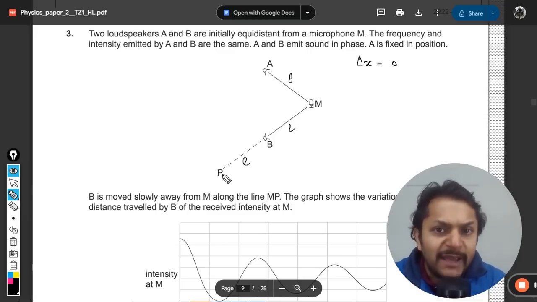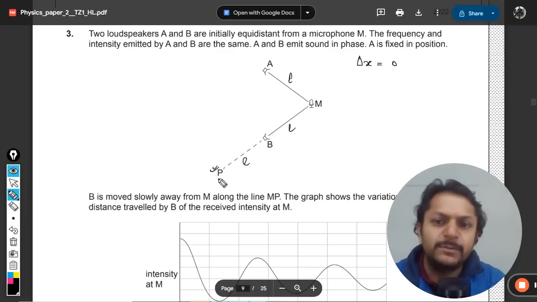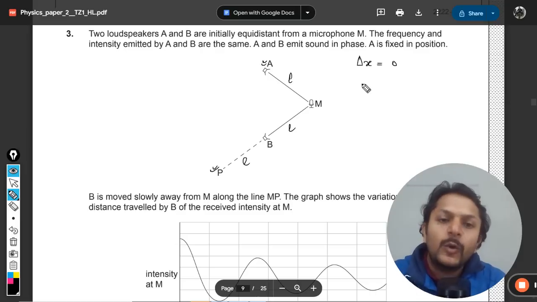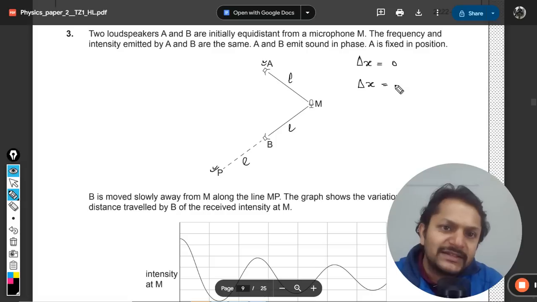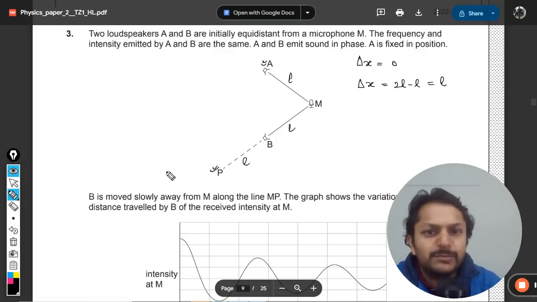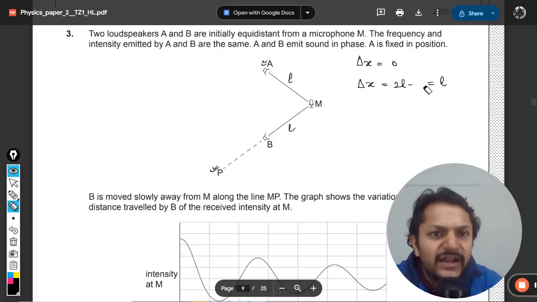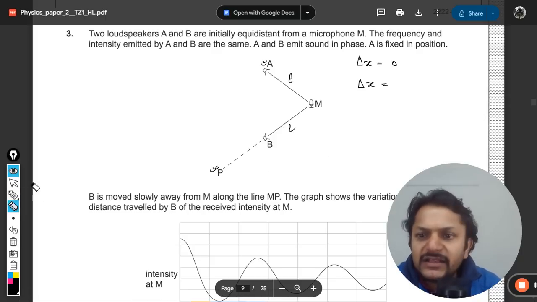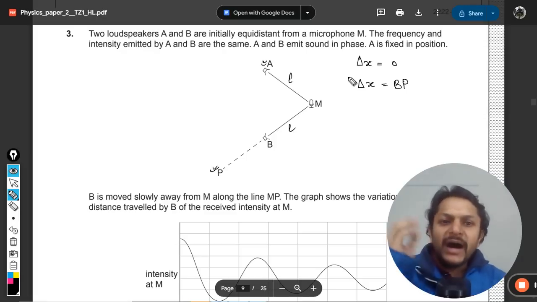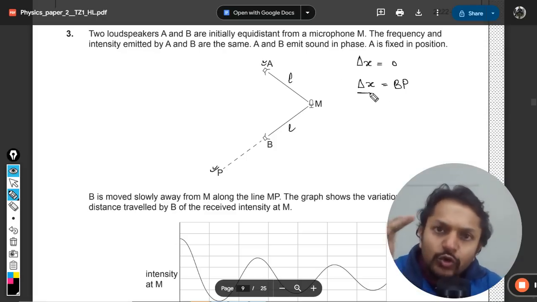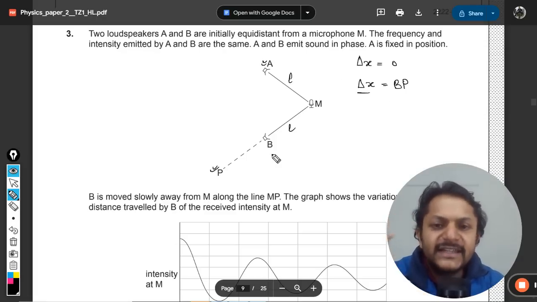Now I'm talking about MP. Let us say the speaker is at P and one speaker is at A. What is the path difference now? The path difference now will be 2L minus L, which is equal to L. Technically, it is BP. So I am clear at this point that the path difference will be BP. So the path difference between the two sources is equal to the distance traveled by the speaker.